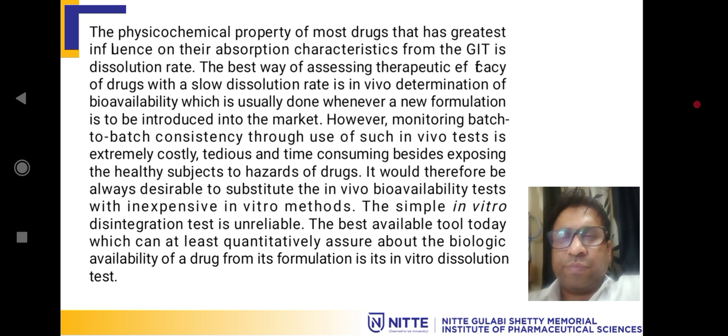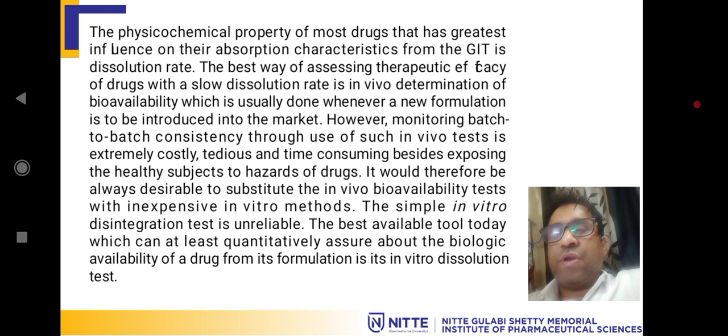However, monitoring batch-to-batch consistency through the use of such in vivo tests is extremely costly, tedious and time consuming. Besides exposing healthy subjects to the hazards of drugs, it would therefore always be desirable to substitute the in vivo bioavailability test with inexpensive in vitro methods. A simple in vitro disintegration test is unreliable.